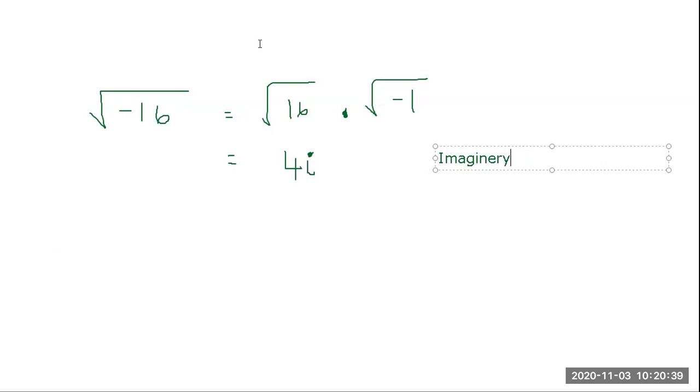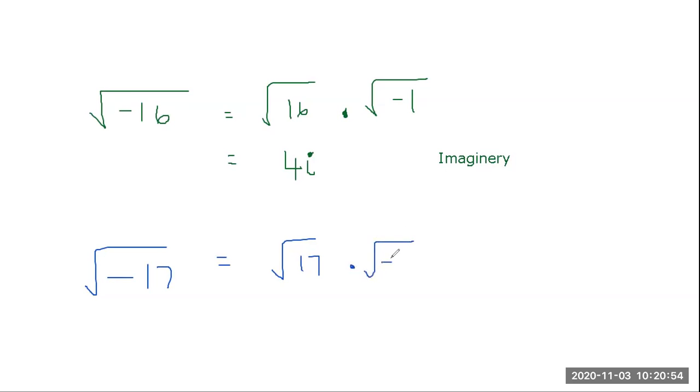If we have one that's not a perfect square, like the square root of -17, I'm going to split it up. Square root of 17 times the square root of -1, right? So then this is equal to, -1 is i, we know that, but we can't necessarily find the square root of 17. We're going to get some decimals because it's not a perfect square. So we're going to leave it as square root 17 times i.